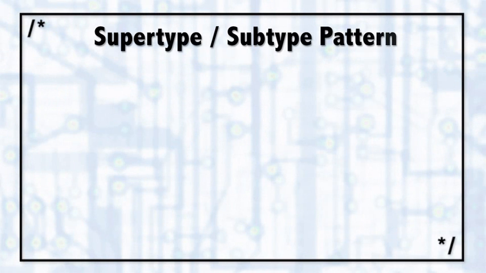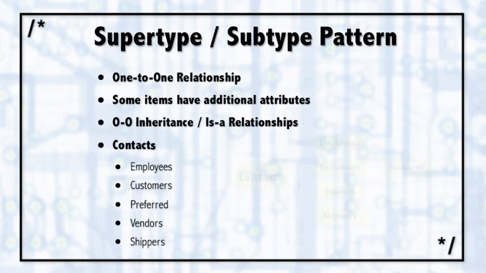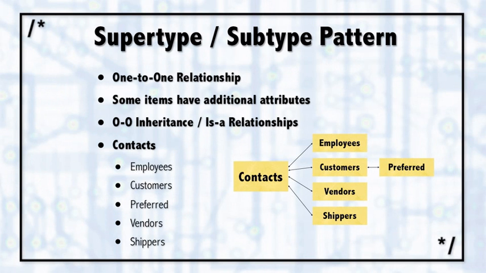The third pattern I want to show you is the Supertype Subtype pattern. The Supertype Subtype pattern is useful when you have a situation where it's difficult to decide whether you want to put everything together in one entity or separate it out into multiple different entities. For example, in this diagram, there are certain attributes or certain columns that are going to be common to employees, customers, vendors, and shippers, such as address, name, maybe phone number.